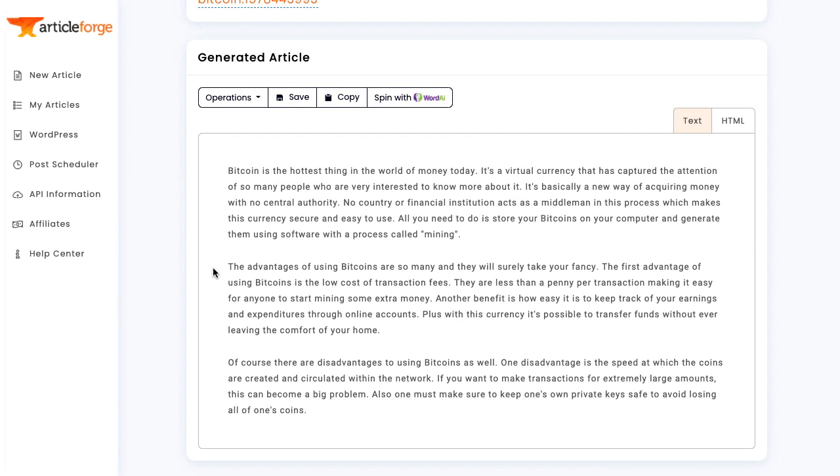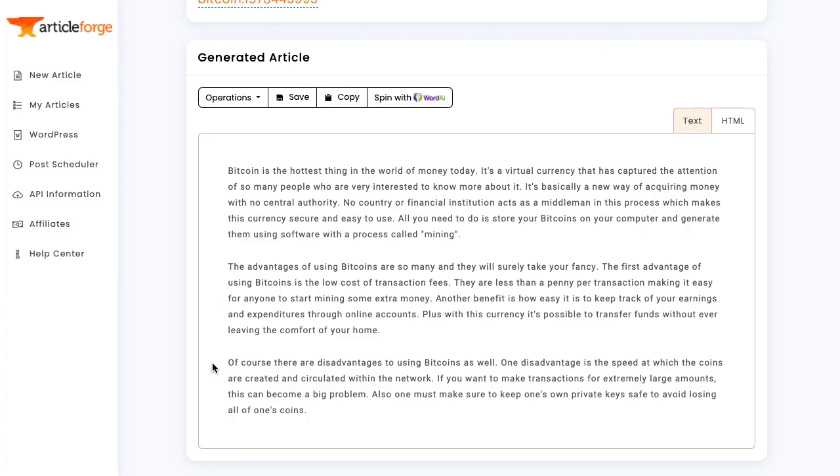After that first paragraph, you can see the second paragraph goes over some advantages of Bitcoin, such as the low cost of transaction fees, how you can make money mining, and how you can do it all online. In the third paragraph, it goes over some of the disadvantages of Bitcoin, such as the speed at which new Bitcoins are created, and even the possibility of losing all of your Bitcoins. So in short, Article Forge wrote a high-quality and completely unique article about exactly what we wanted it to write about, and the whole process took less than a minute.